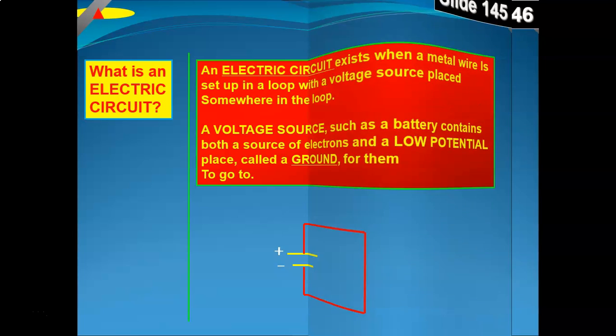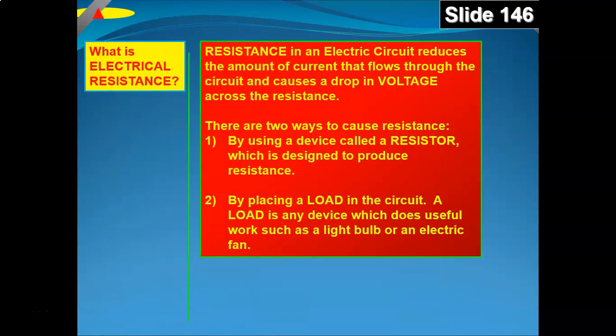What is electrical resistance? Resistance in an electric circuit reduces the amount of current that flows through the circuit and causes a drop in voltage across the resistance. There are two ways to cause resistance. One, by using a device called a resistor, which is designed to produce resistance. Two, by placing a load in the circuit. A load is any device which does useful work, such as a light bulb or an electric fan. So that will cause the voltage to drop.